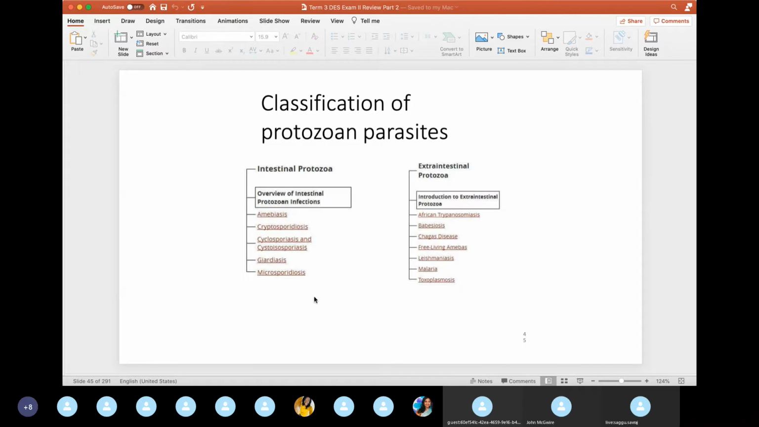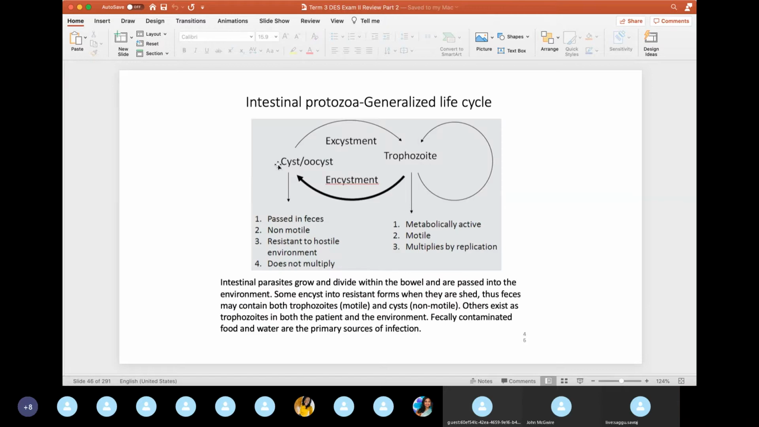Do I need to know which one is intestinal and which one is extra-intestinal? Well, it helps. For intestinal, think about amoebiasis, cryptosporidiosis, giardia, microsporidiosis. For extra-intestinal, your trypanosomes, Chagas, leishmania, kala-azar, malaria, toxoplasmosis. But we're going to go over the most important ones. So put a star here. How do they replicate? Put a star here: intestinal protozoa.